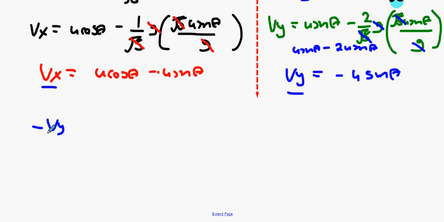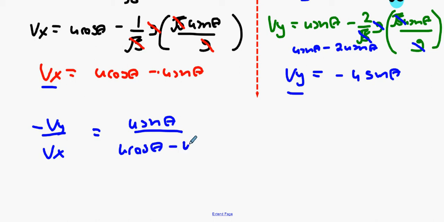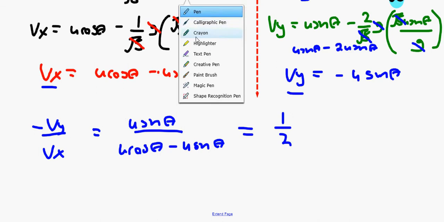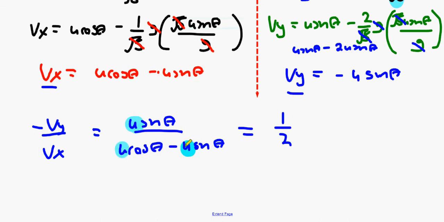So now we know what minus Vy over Vx is going to be. It's going to be u sine theta divided by u cos theta minus u sine theta, and that has to equal a half, isn't it? You can cancel all the u's if you want. They can all go. I'll just highlight them instead. This means I'm cancelling them, okay? They're gone. Cross multiply, you get 2 sine theta equals u cos theta minus u sine theta.